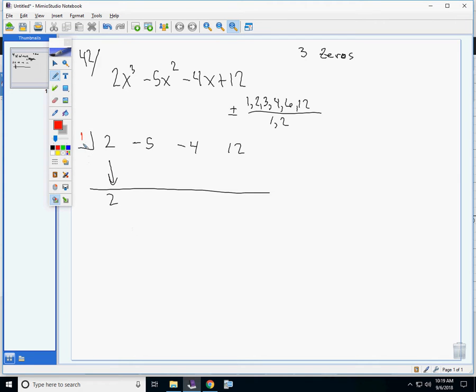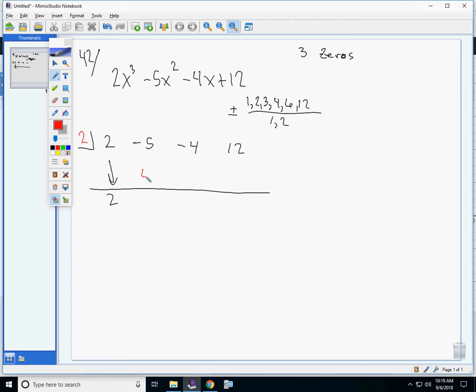I'll just try 1. So 1 times 2 is 2. That makes negative 3. 1 times negative 3 is negative 3. That makes negative 7. Negative 7 makes 5. I did not get a 0 right here, so 1 is not an answer. It's not a root.